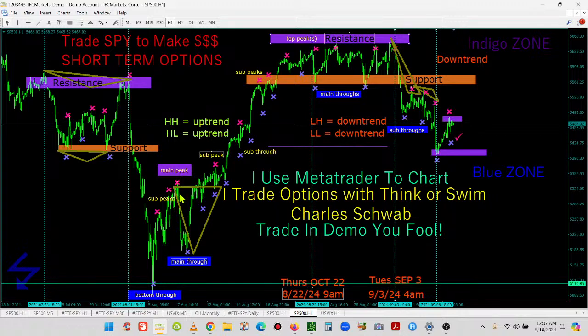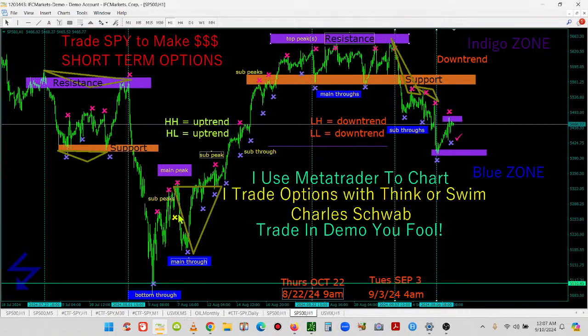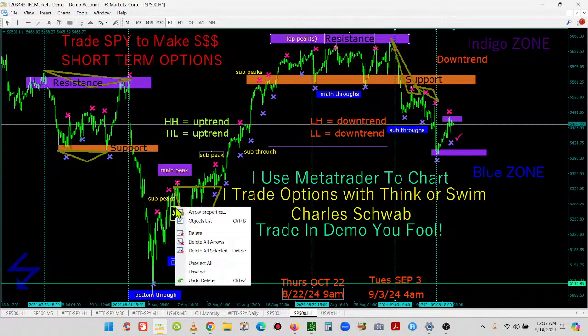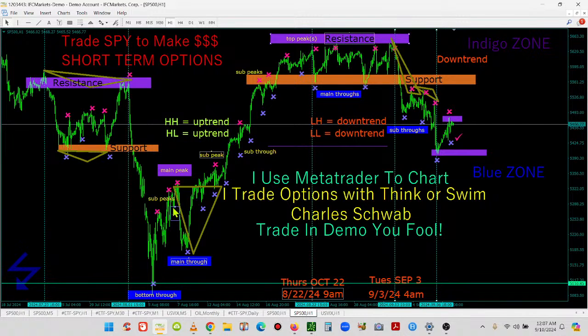Okay, this one... Shoot, I don't like when my chart does not look pretty, so I have to fix that. That's why, right there. Okay, see, all right, that's why this is a main peak.